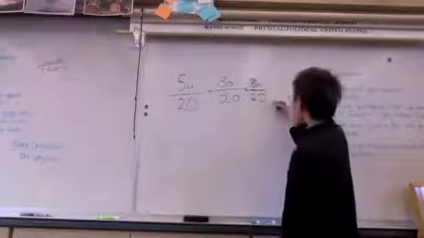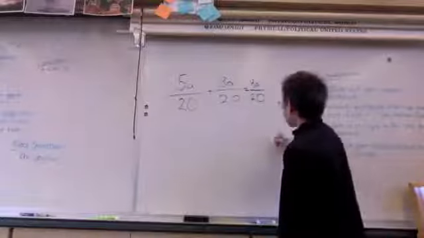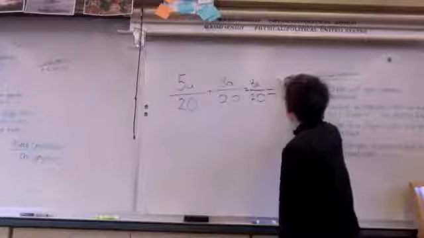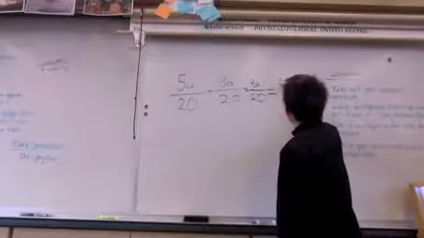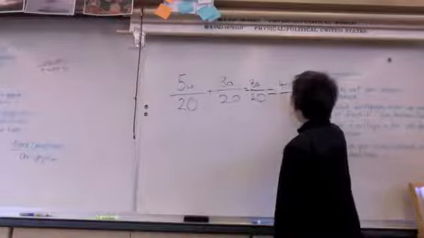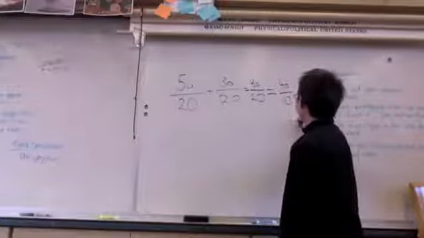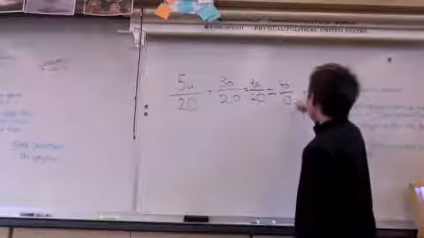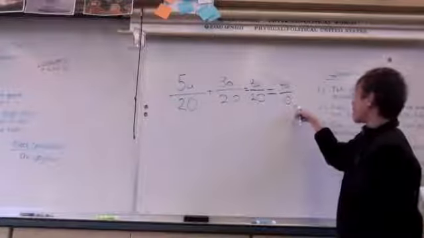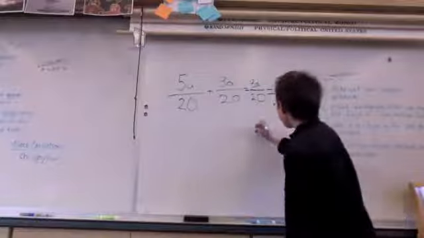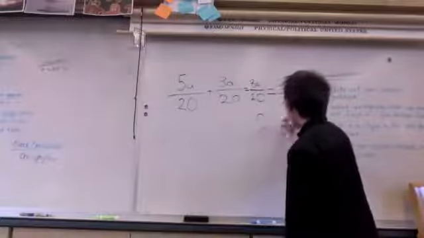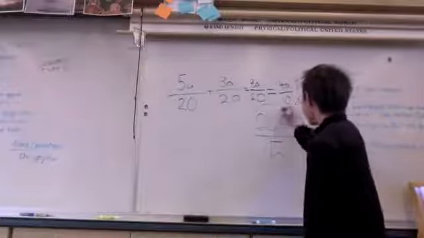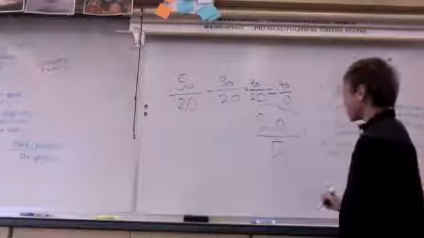But 8 and 20 can be simplified. So this is now 4 over 10. But this can also be simplified by 2 because the greatest common factor is 2, which is 2A over 5. And now you have your final answer, and that's adding with variables.